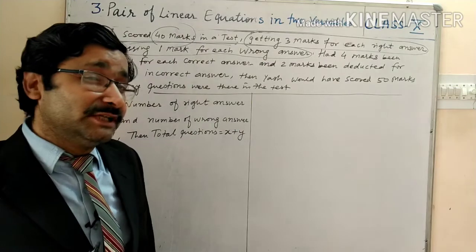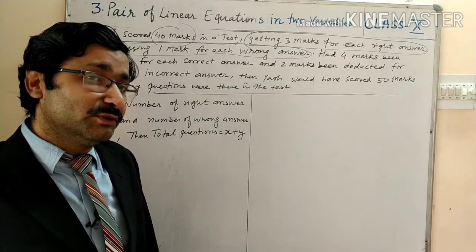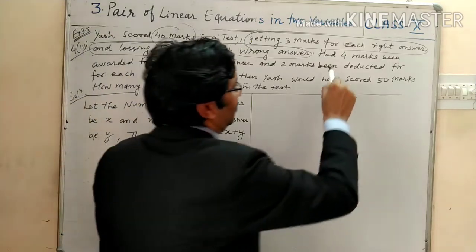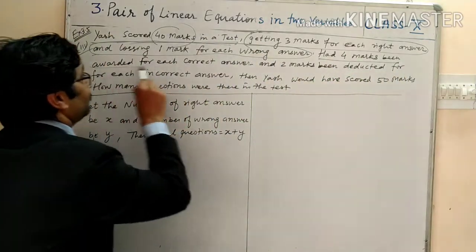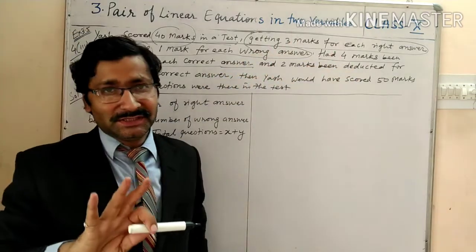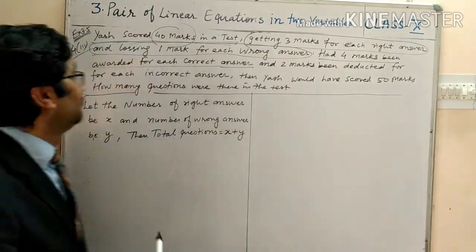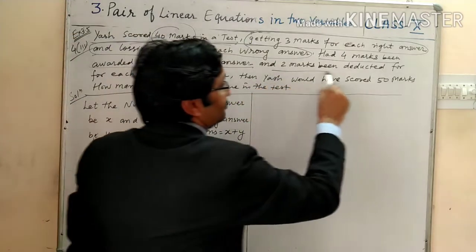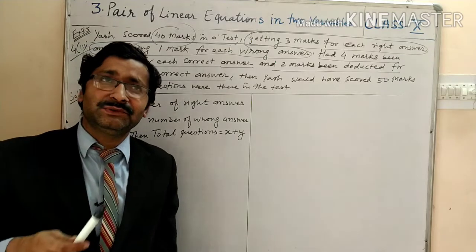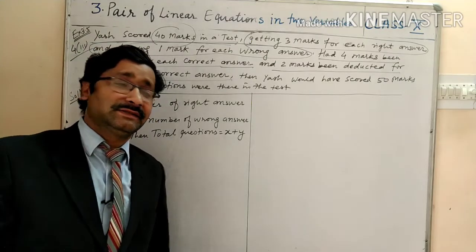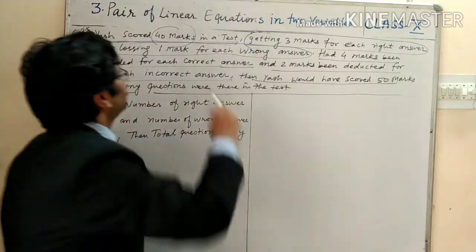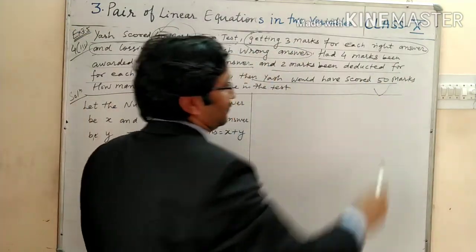He thinks he can get more marks in another way. Look here, he thinks: had 4 marks been awarded for each correct answer in place of 3 marks, and 2 marks been deducted for each incorrect answer, then Yes would score 50 marks. In place of 40 marks he will score 50 marks.